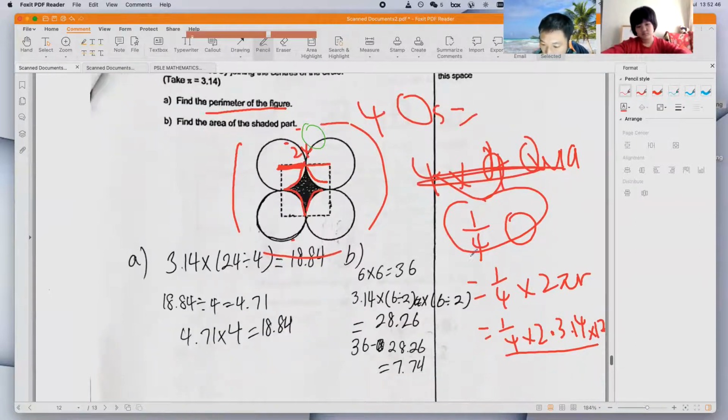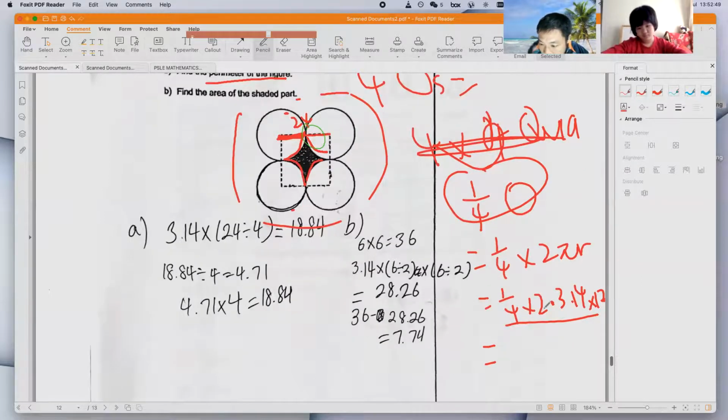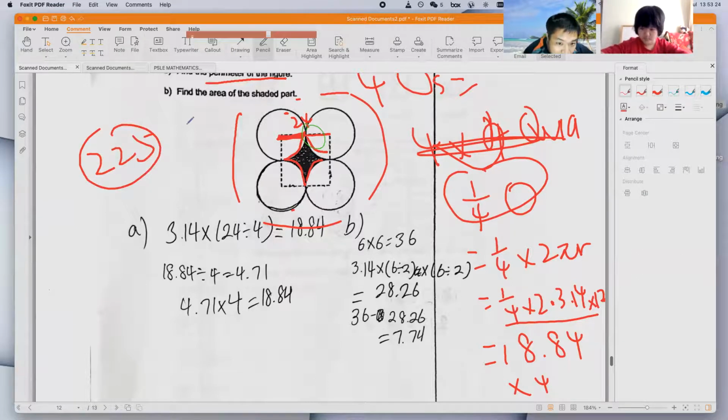Okay, never mind. Can you help me out? Let's find out what one quadrant is first. One quarter times 2 times 3.14 times 12 is 18.84. So one quadrant is 18.84. Yeah. So you times 4 of them, so it's 72 point something, 75 or something. So their answer is? 225 point something. For part 1, is it?